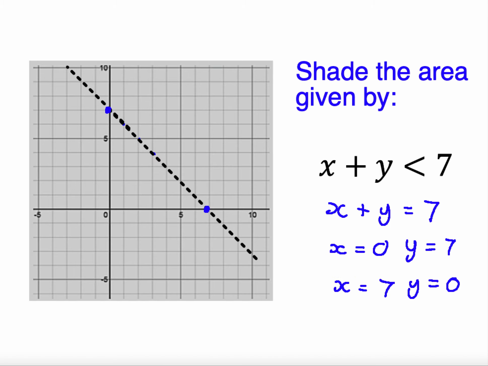So now return to the inequality anyway. I want x plus y to be less than 7, which means I want below the line. So I'm going to shade everything that's below this line here.